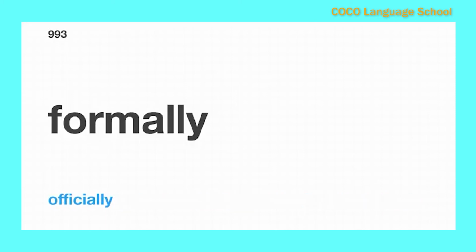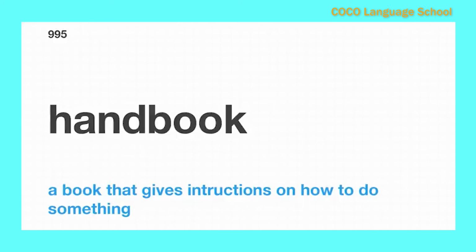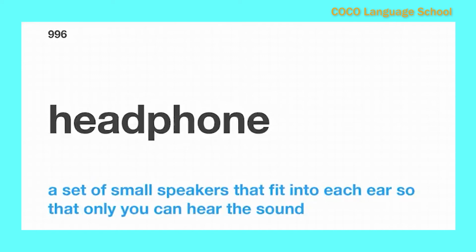Officially. Formally. A small measurement of weight. Gram. A book that gives instructions on how to do something. Handbook. A set of small speakers that fit into each ear so that only you can hear the sound. Headphone.